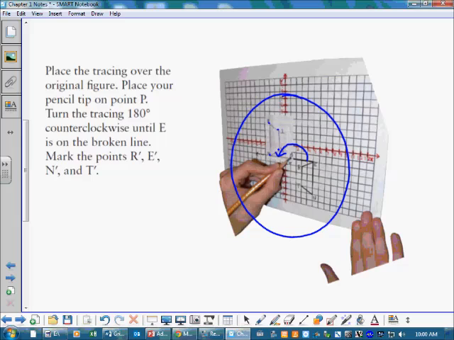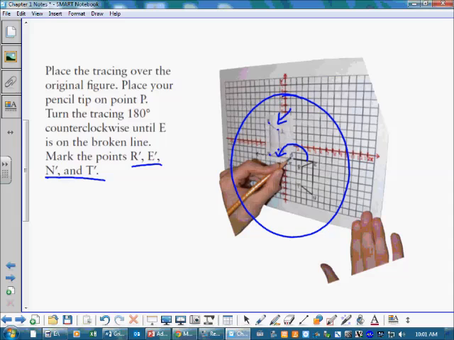Now remember, in this new position over here, our points are not going to be RENT, are they? What are they going to be? R prime, E prime, N prime, and T prime, just like they've written it over here, right? They're new points, so we have to label them as something different.